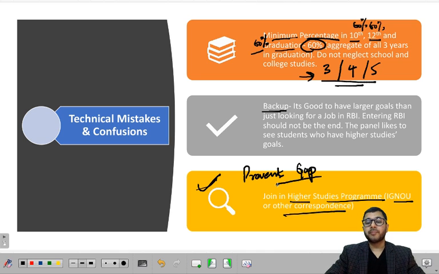It always gives you an edge, it always boosts your confidence, and it also gives you that psychological satisfaction or peace that if not RBI, you are doing something else. It's not completely blank. These years are not completely blank. So that helps you remain more productive, remain more focused with your preparation as well. So it's very important that you do that.